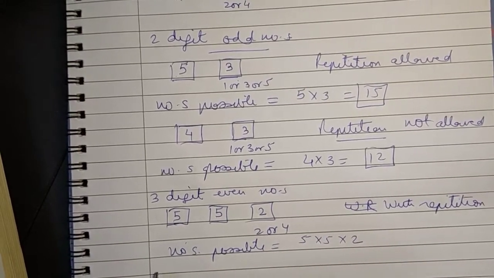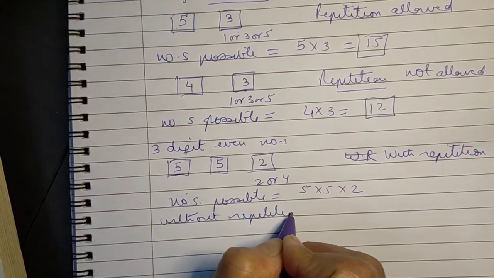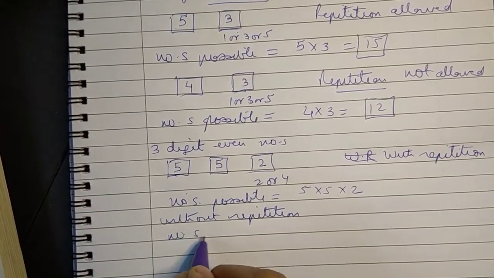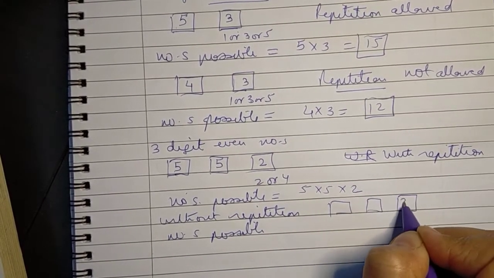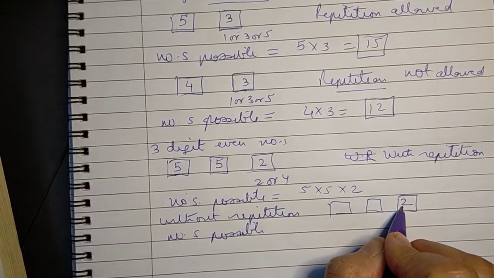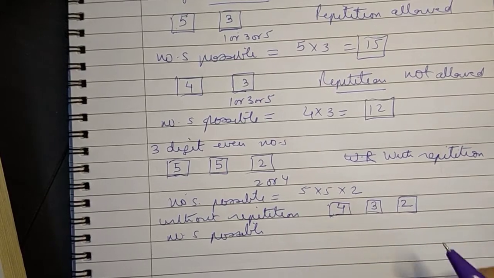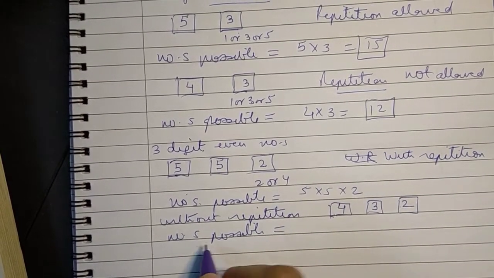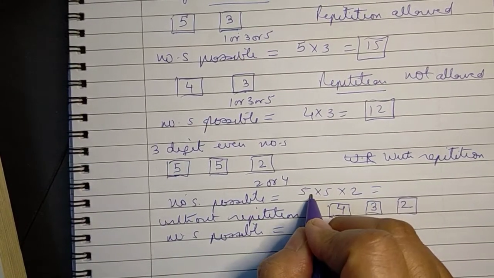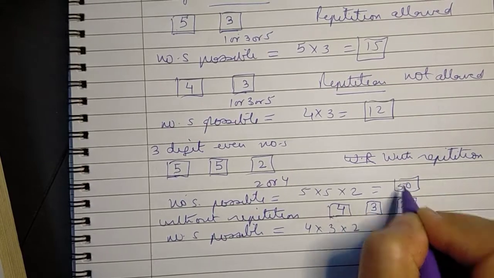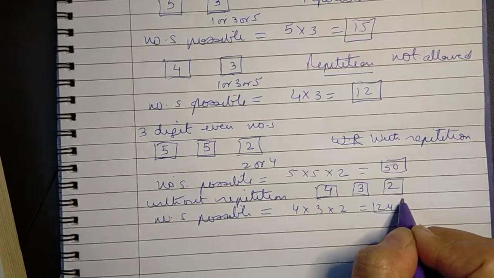In case without repetition, we have two possibilities here. One is used up, only 4 are available here. One more is used up, only 3 are available here. So numbers possible would be 4 into 3 into 2. So whatever it comes out, here it is 25 into 2 is 50, and here it comes out to be 6 into 4 is 24.